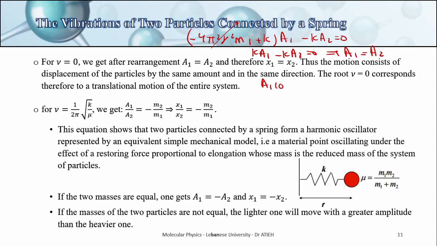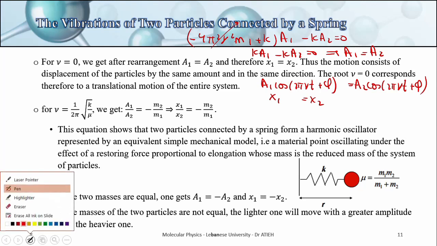So a1 cosine (2 pi nu t plus phi) is equal to a2 cosine (2 pi nu t plus phi), we end up with x1 equals x2. This means that if particle 1 undergoes a displacement x, then particle 2 undergoes the same displacement in the same direction. This is a translational motion of the entire system. It's all moving together. Now let's try to substitute nu equals 1 over 2 pi radical k over mu.